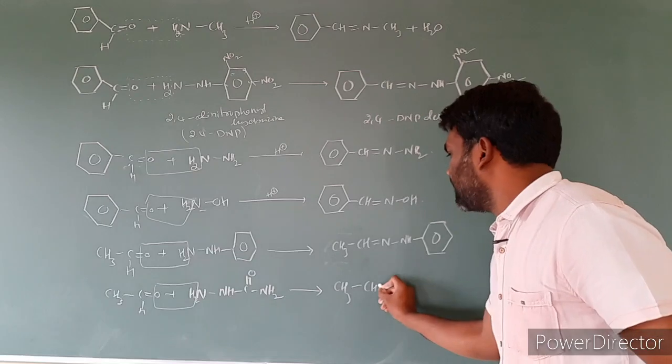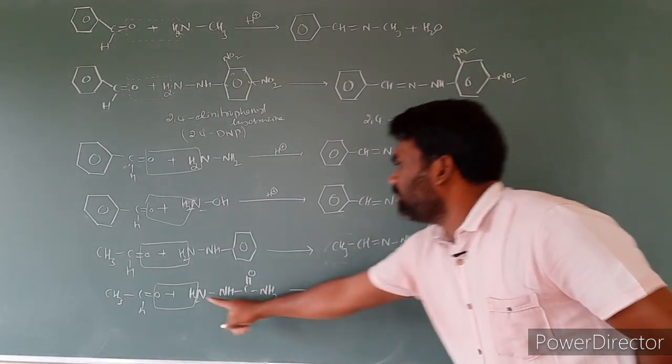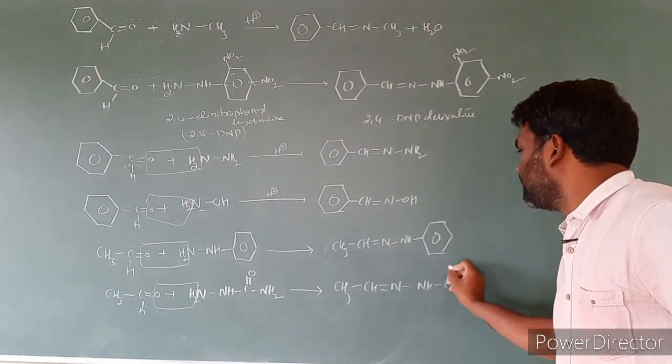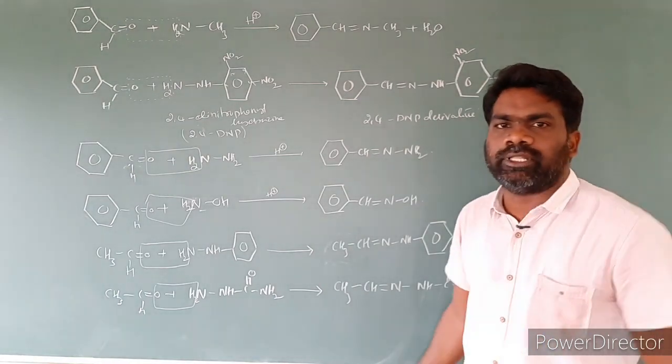The product is a double bond NH, NH, C double bond NH2, C double bond O, NH2. So this is the product formed in this reaction.